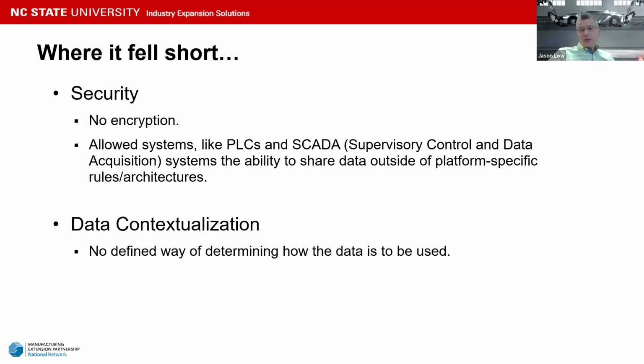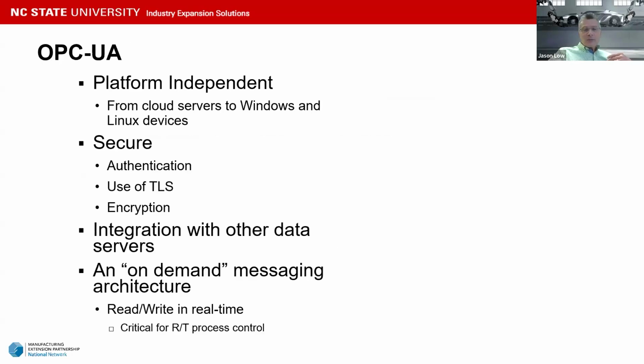So the old OPC standard had some security issues, some data contextualization issues. So they developed the OPC UA extension, more secure integration with multiple data servers of different types. And it has this on-demand messaging architecture that is very much like MQTT.